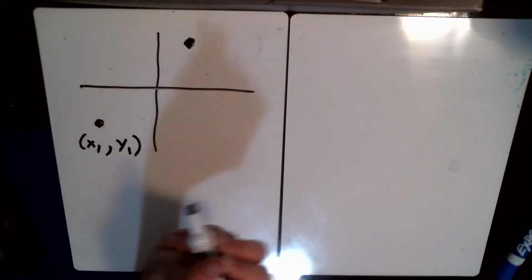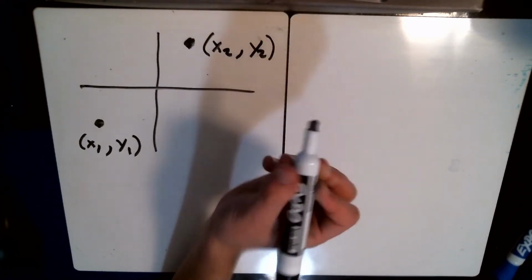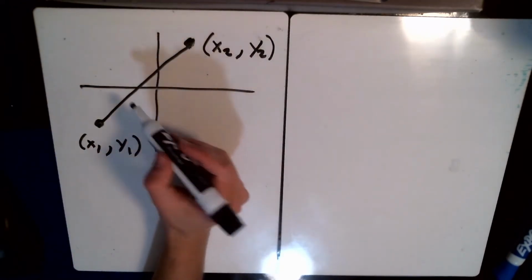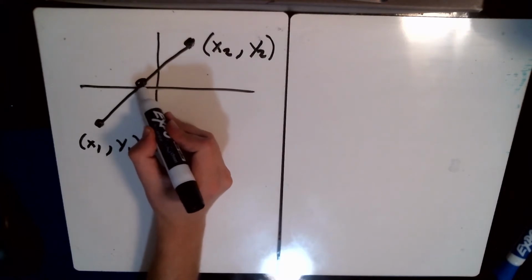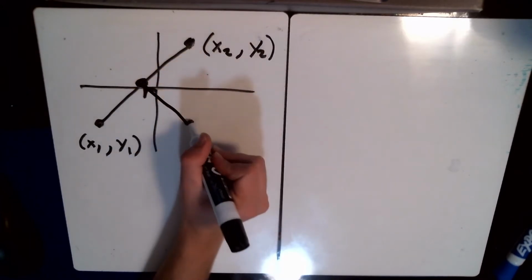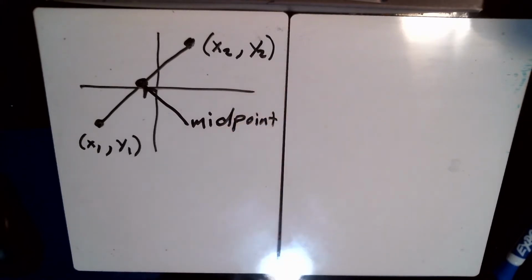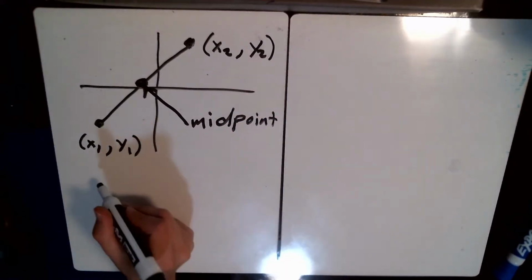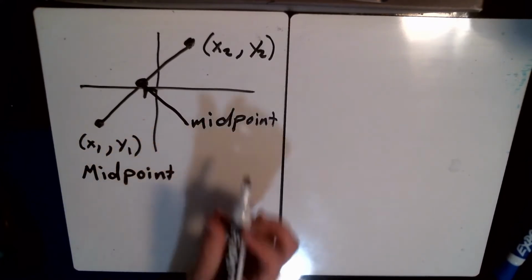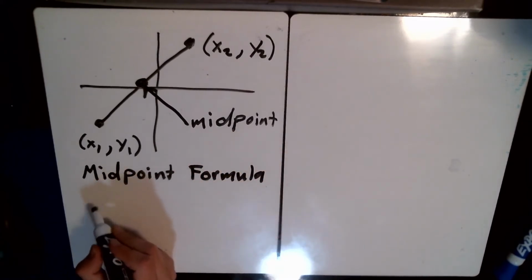We have x1, y1 as our first point, x2, y2 as our second point, and we've got this line segment here. If I want to find the point that's halfway in between these 2 points, that's what's called the midpoint, the one that is halfway in between. And how you find the midpoint formula is as follows. It's a point, right?